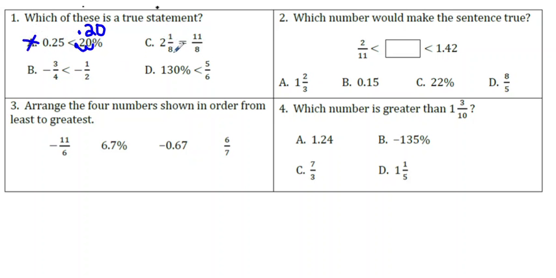2 1/8. Let's look and see what this is going to be as a mixed number. 8 goes into 11 once, and then you have 3 left over 8s. So again, these are not equal, so we'll cross that out.